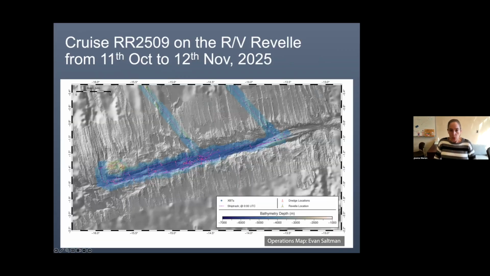And so we did that. This is a cruise that we just completed. It was a month long. We sailed into the transform fault here. This is a map that Evan Saltman put together. The red line is everywhere that the ship went.